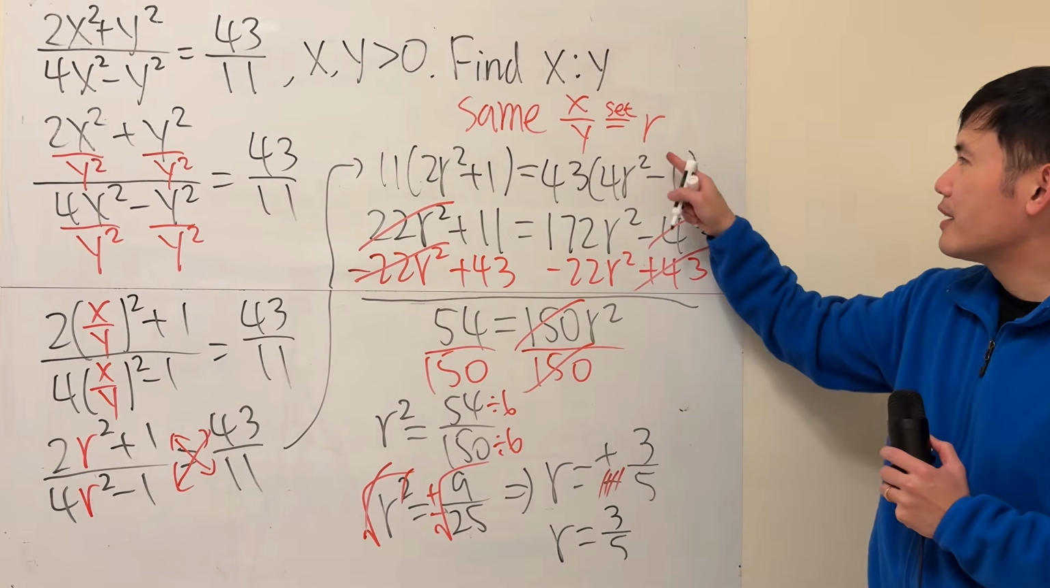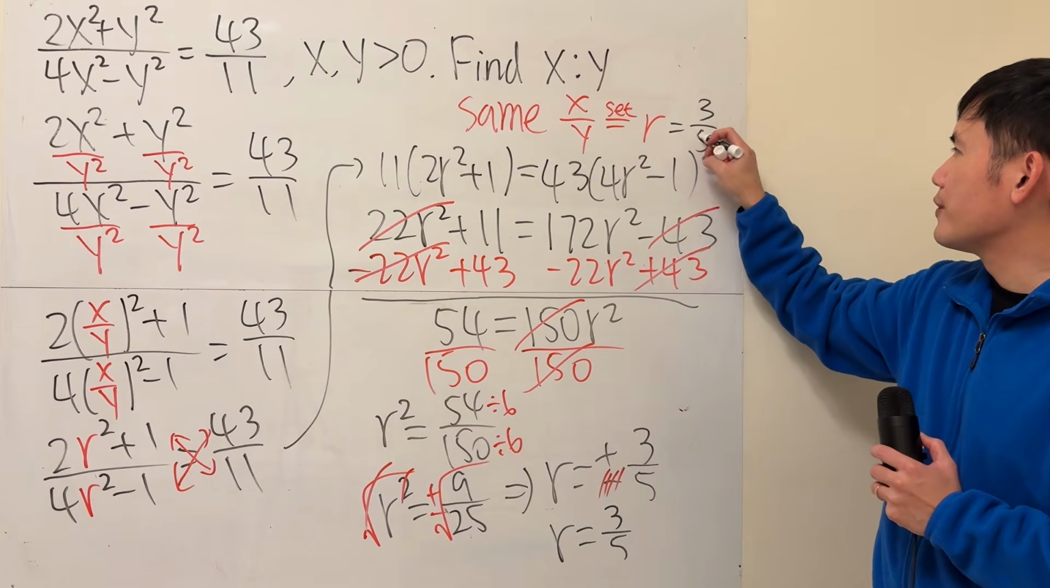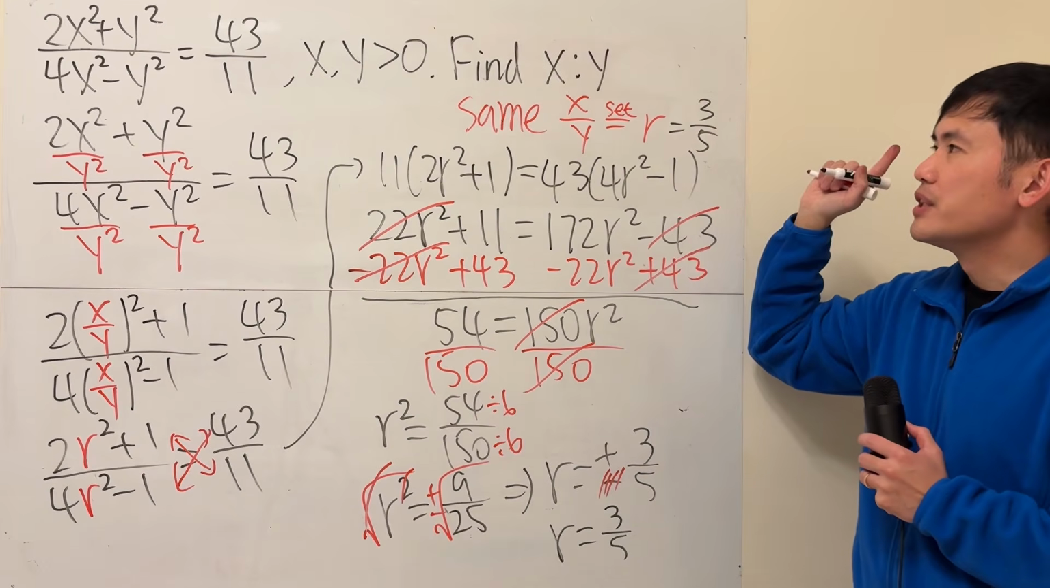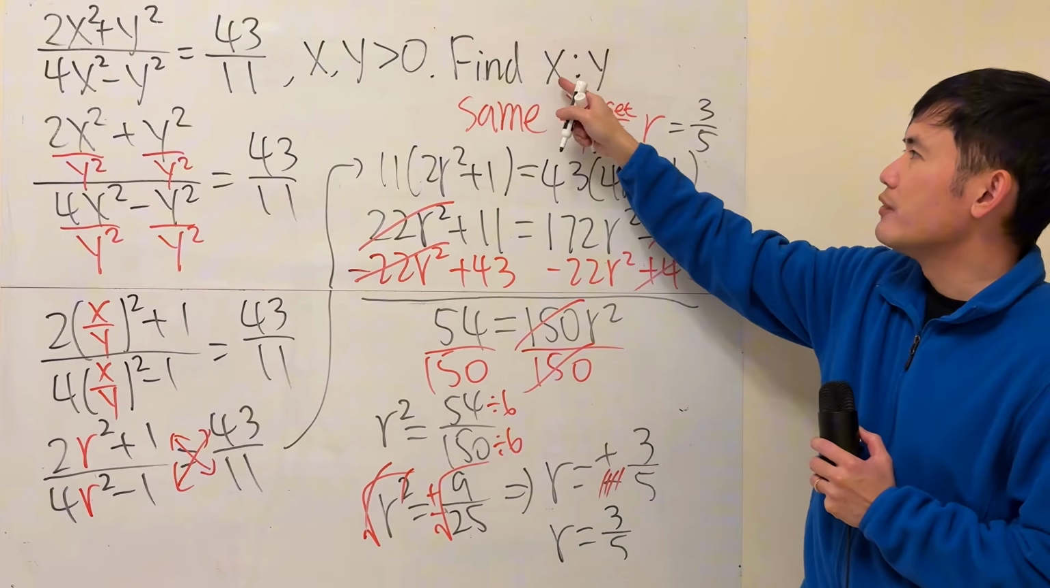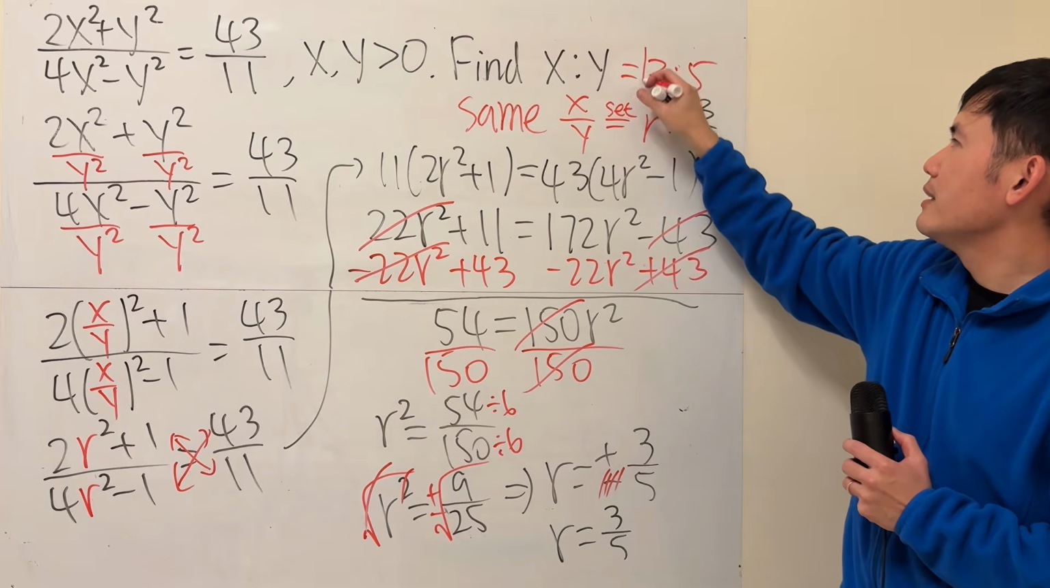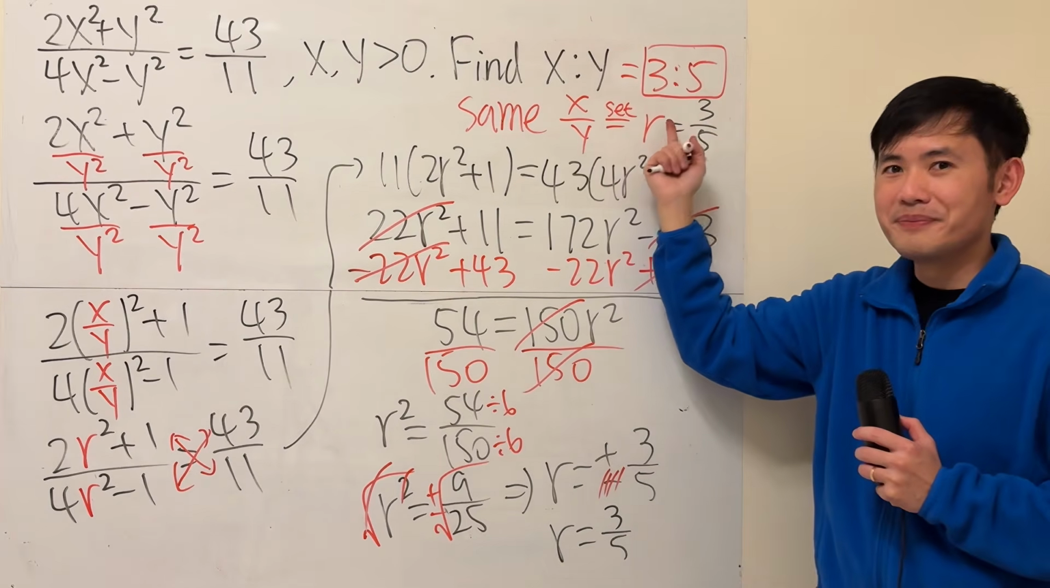And then we can come back here. We know r is equal to 3 over 5, and you see x over y is equal to 3 over 5. So that tells us the ratio of x to y is equal to 3 to 5. And I can just present this as the answer. That's it.